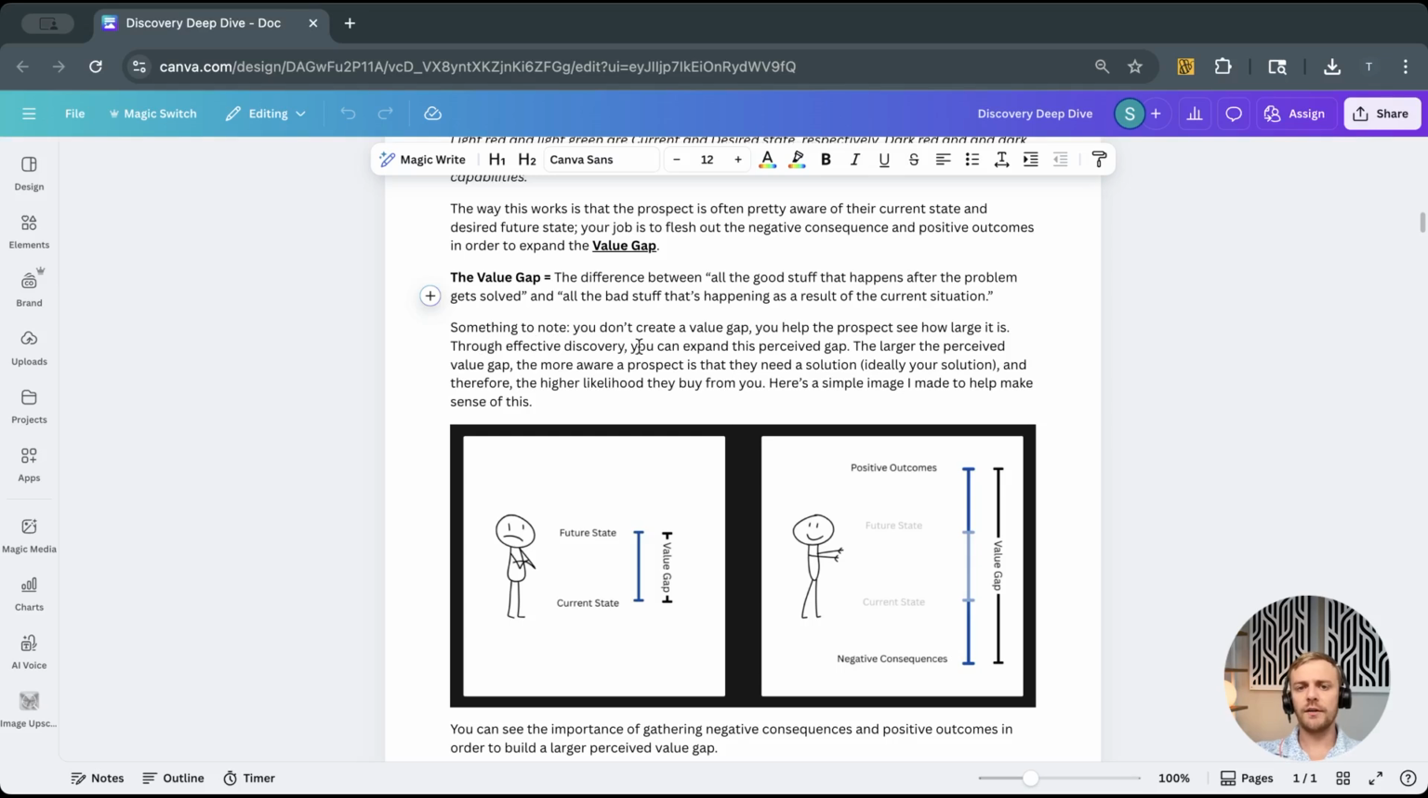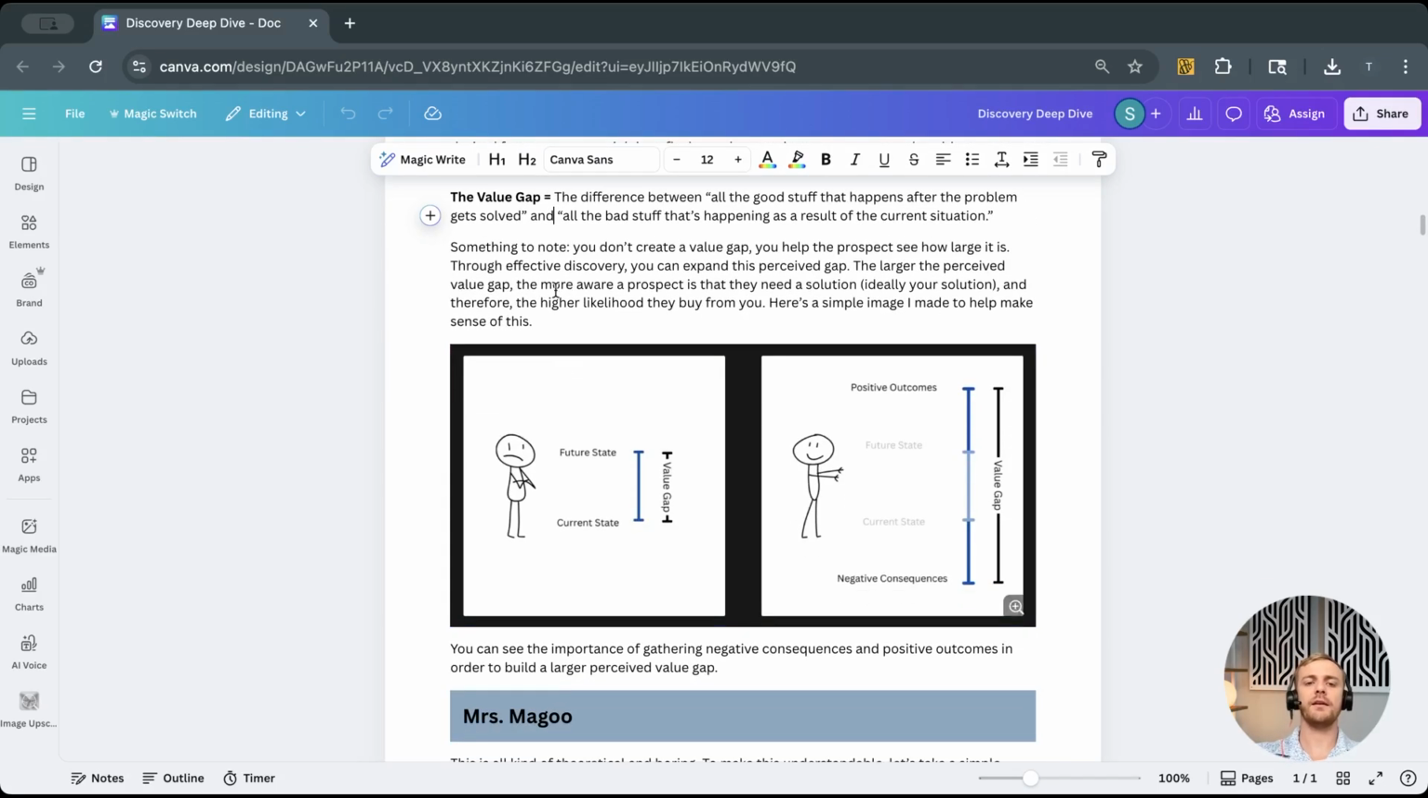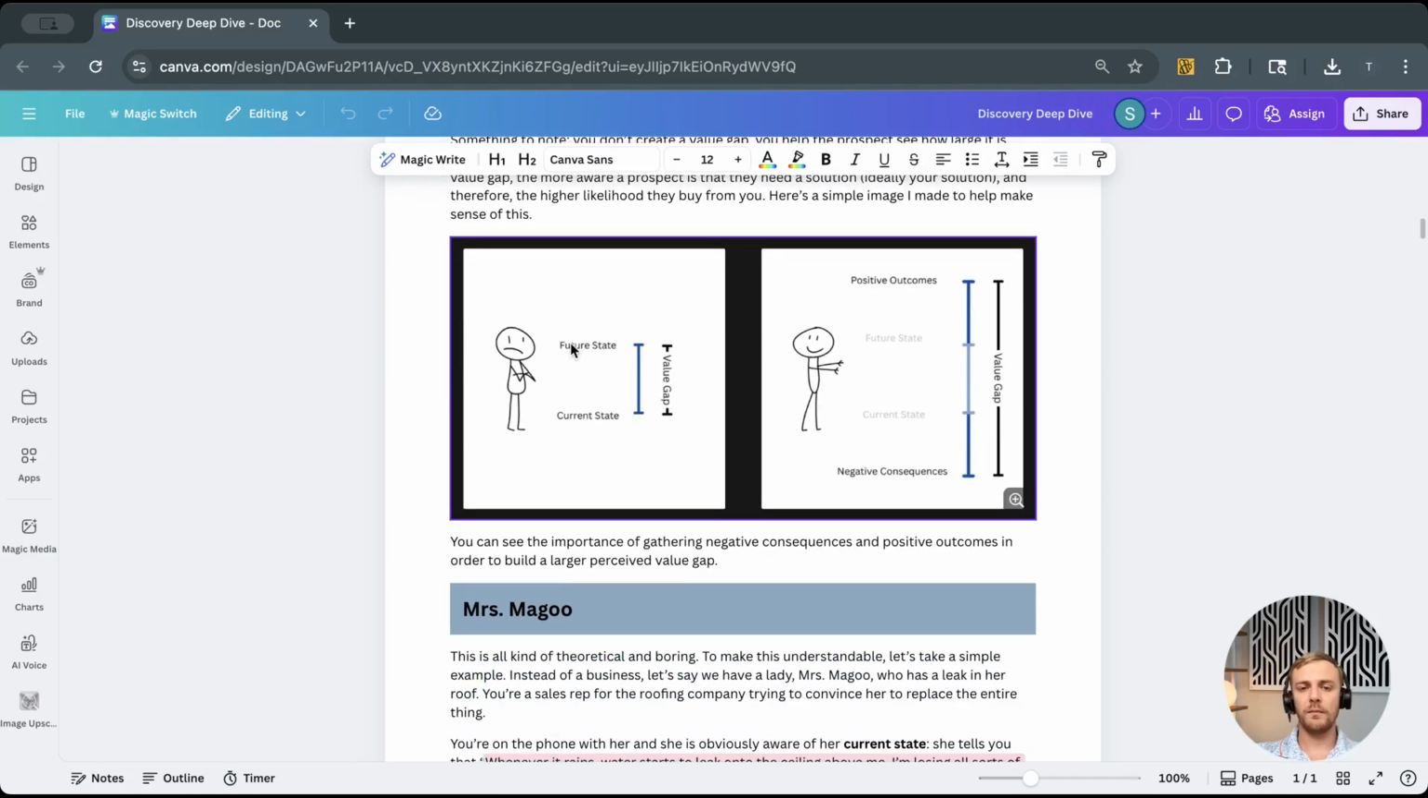So through effective discovery, you can expand this perceived gap. The larger the perceived gap, the more aware a prospect is that they need a solution, ideally your solution. And therefore, the higher likelihood they buy from you. And here's an example. Okay, many sales reps stick with just future state and current state, right? Relatively small value gap.